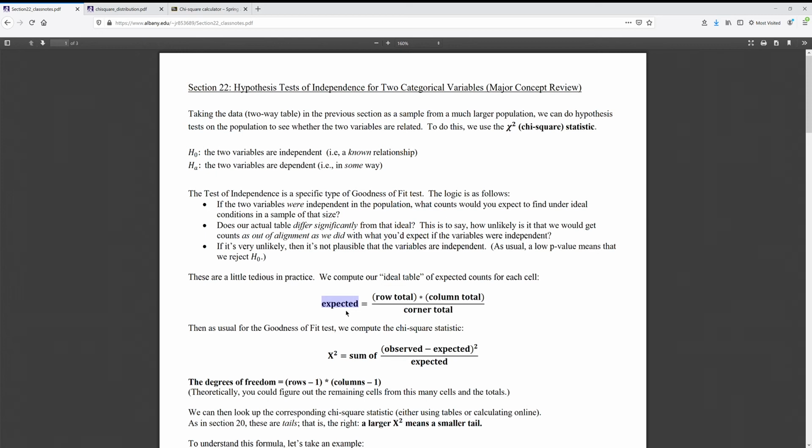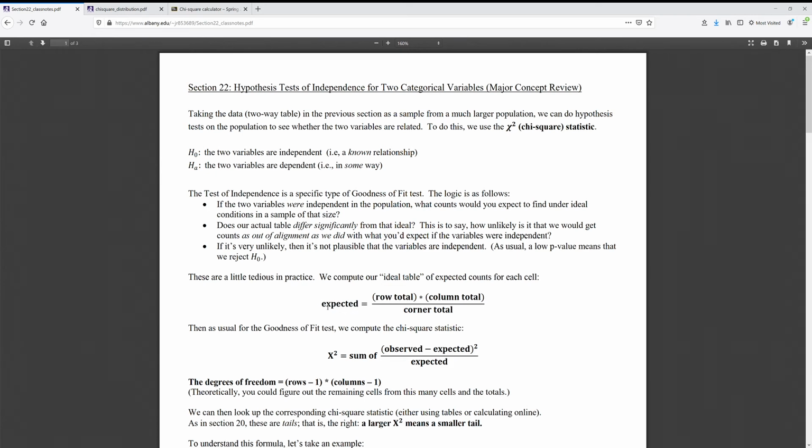Once you have figured out the expected counts, once you have figured out what you would ideally expect in each cell, if the two variables were totally unrelated and your sample happened to land dead center, once you've figured out that ideal table, then it plays out pretty much exactly the way the previous goodness of fit test did. The only difference is the degrees of freedom formula is a little bit exotic, and we'll talk about that in a minute.